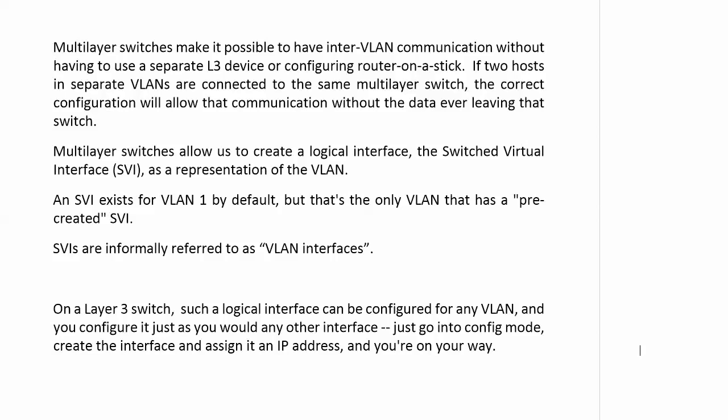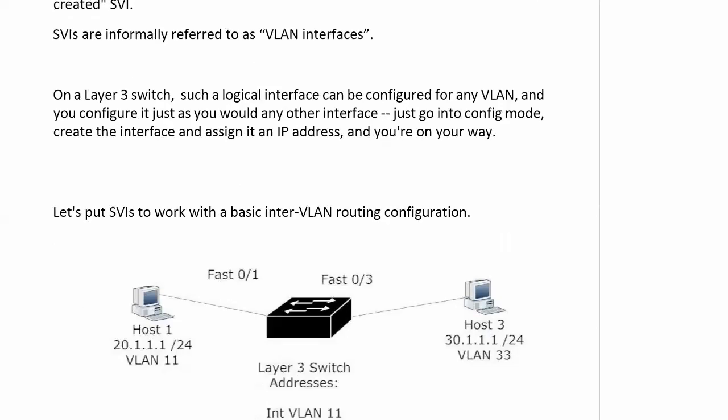Now, on a layer 3 switch, configuring a logical interface like this is just like configuring any other interface. You go into config mode, which is actually going to create the interface, put an IP address on it, and you're on your way. So what we're going to do is create this network.